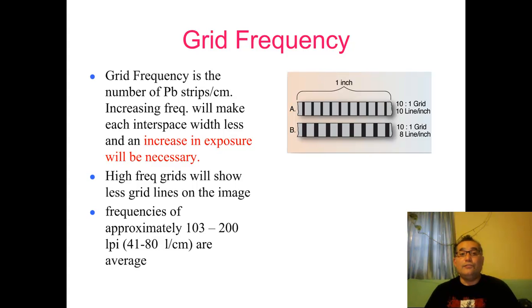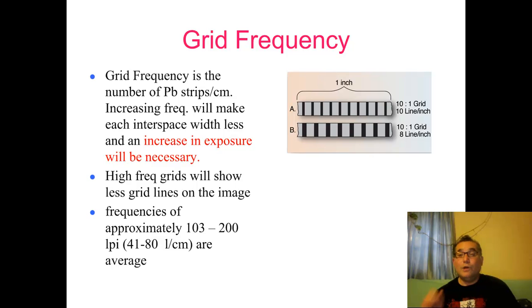Grid frequency, again, is just the number of lead strips, Pb for lead, per centimeter or per inch. If we increase the frequency, we are going to make the interspace material less and less. If you look at these examples here, both are 10 to 1 grid ratios, but what's changing is the actual thickness of the line, so that we can have more or less lines per inch. A higher frequency grid, one that has many lines, will be a lot better at removing those grid lines from the final image.